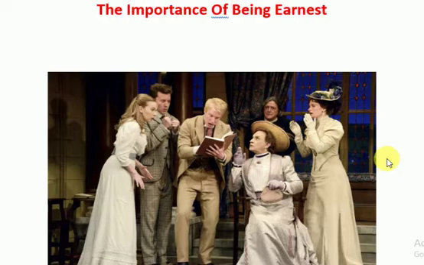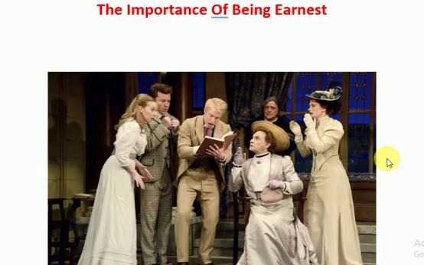We are going to continue what we have started before. When we talked about drama, we talked about the types of plays, and we introduced Oscar Wilde, who is the writer of the comedy The Importance of Being Earnest.